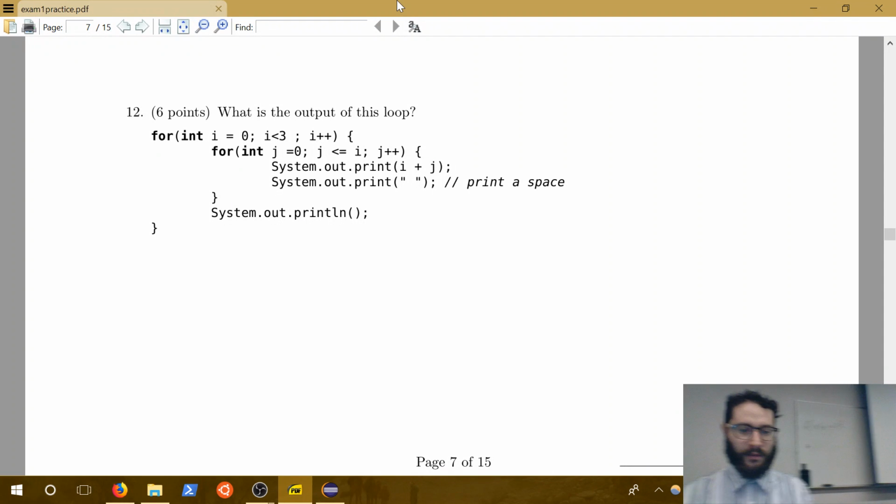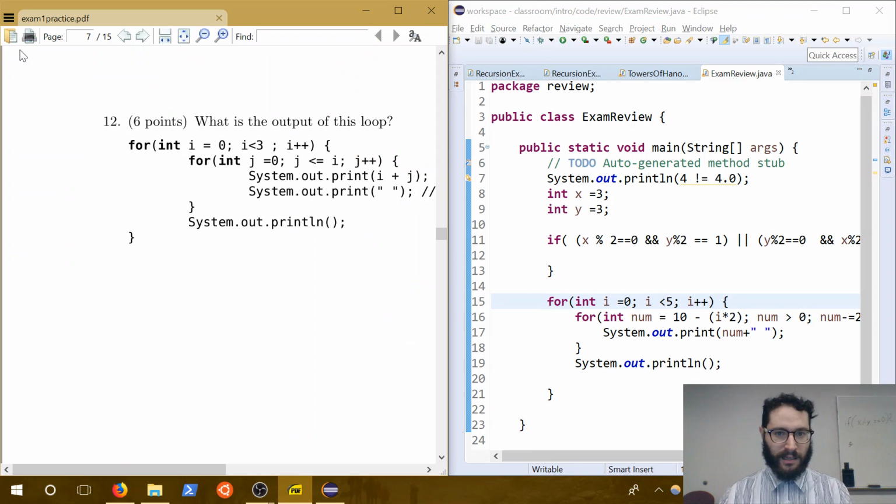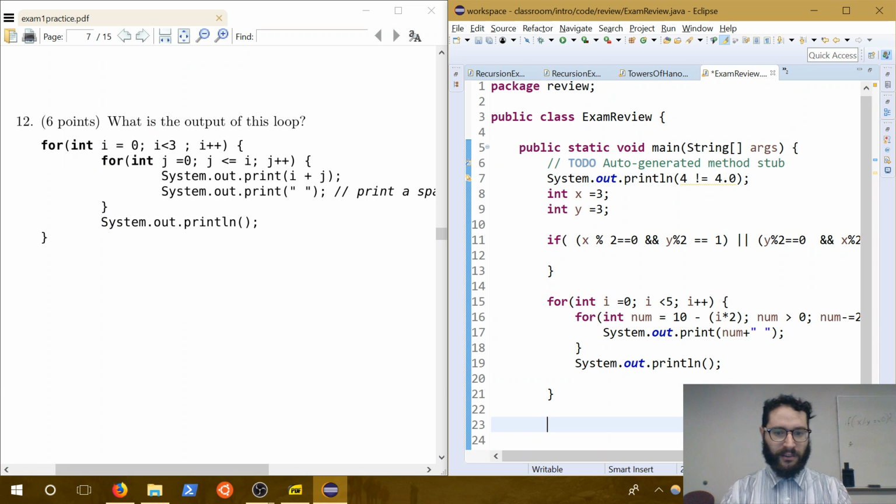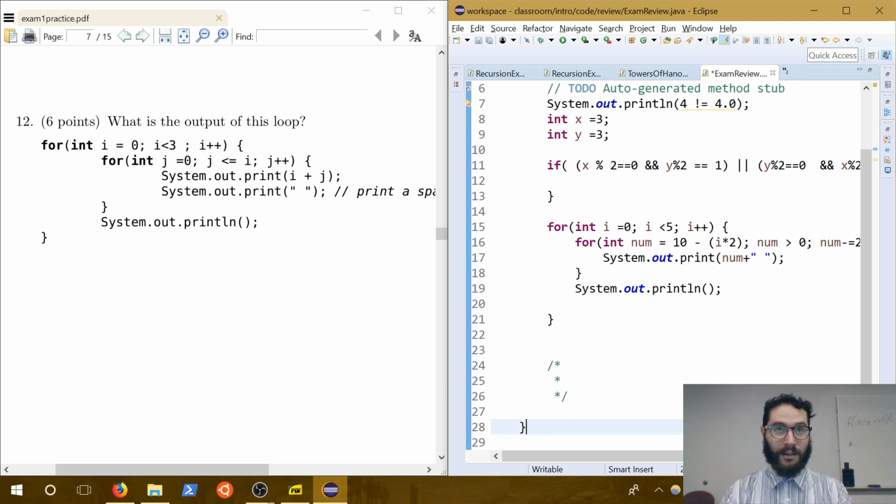It's easiest to see when I'm doing this. So let's go ahead and create some comments over here to give us some space. The way to solve this is to create an i, then create a j over here, and then just figure out what your output is from there. Okay, so i is equal to 0, so then we go into this loop, j is equal to 0. Is j less than or equal to i? Yes, it is. So print out i plus j, which is 0, and then print out a space.